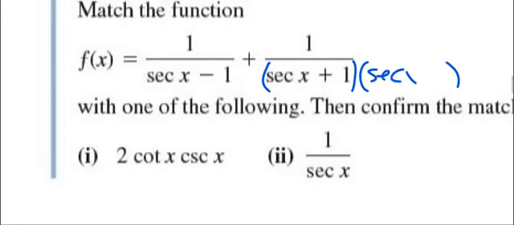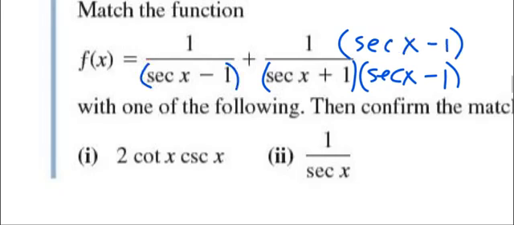Secant x minus 1. Secant x minus 1. What are we going to multiply the other one by? There you go, secant x plus 1. Now we're catching on. Right?